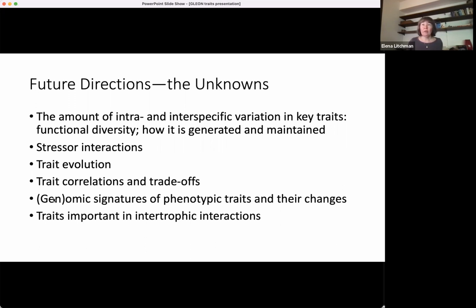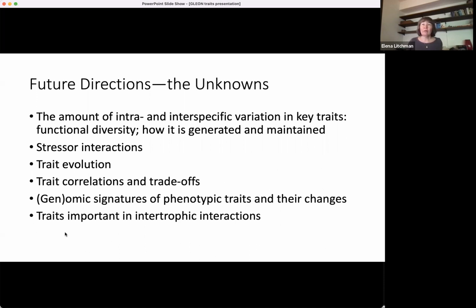And then another interesting frontier is to look at the underlying genomic characteristics of phenotypic traits. And that could allow us maybe not to measure phenotypic traits, but just to look at genomes of organisms and to be able to predict what physiological or ecological traits they would have.